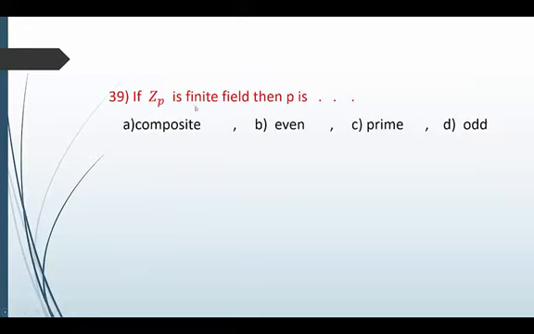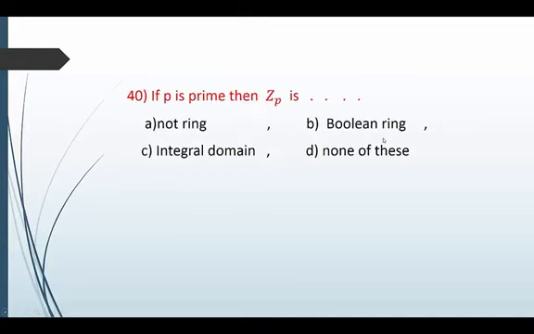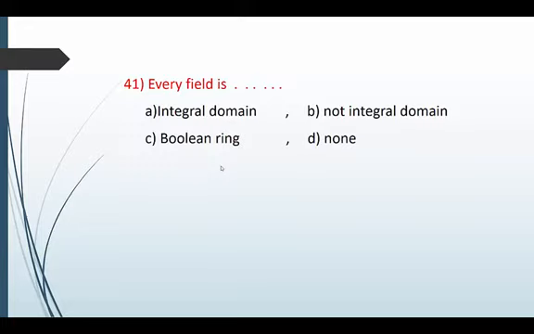39. If Zp is a finite field, then p is a prime number. C option. 40. If p is prime, then Zp is... In the previous example, if p is prime, then Zp is a field. Now every field is an integral domain, so if p is prime, then Zp is an integral domain. So the answer is C option, integral domain. 41. Every field is an integral domain. Answer is A option, integral domain.